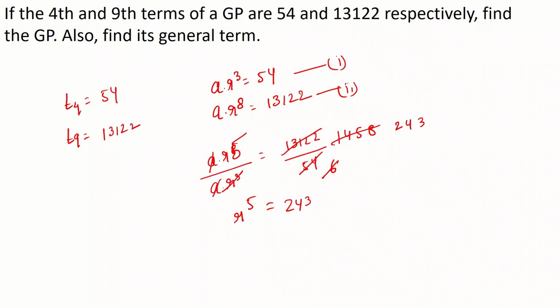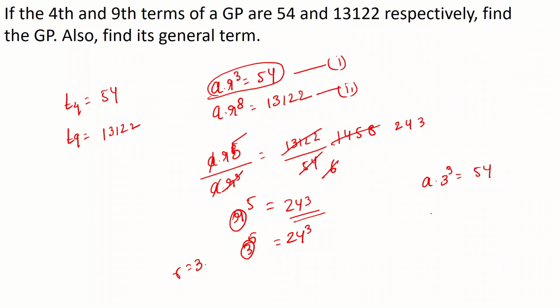So now we have to find some number which on raising to the power of 5 gives us 243. That's actually 3. We know that 3 to the power of 5 is 243. So we get that r is equal to 3. Now all we need to do is plug it into any of these equations. I'll choose the first one because it will be easier. So a into 3 to the power of 3 gives me 54. So a times 27 is equal to 54, so a is 54 by 27, which is equal to 2.